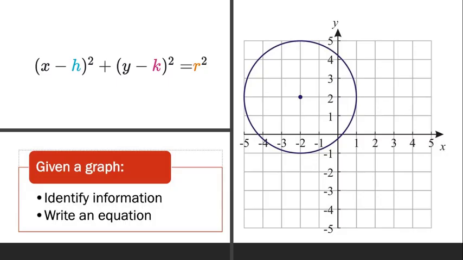So, the first example is this. I have a graph. I'm given a graph. I need to identify the information. So, I'm going to use green. This is the center. Okay? The x value is -2. The y value is +2. All you have to do is change the sign. So, for example, okay, x is -2. I'm going to put x plus 2.